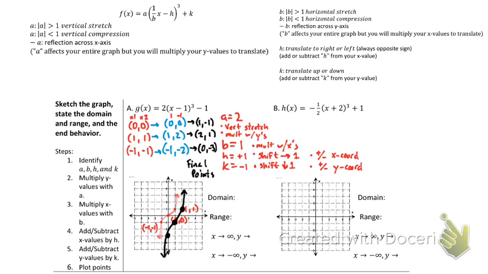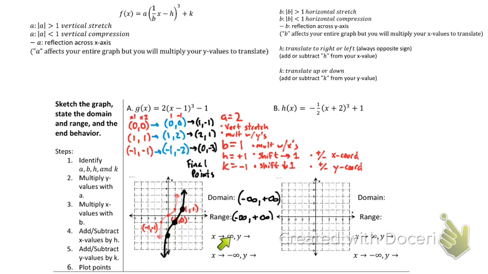The domain, of course, I'm going to plot those in, but you should be able to remember these. This is a review. Domain is how wide my graph is. So my graph is as wide as -infinity to +infinity. My range is how tall my graph is. So it goes down forever, so that, again, is -infinity. Goes up forever, +infinity.